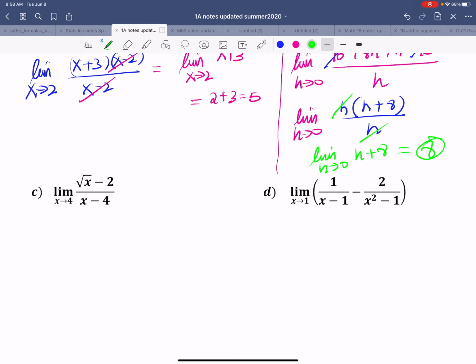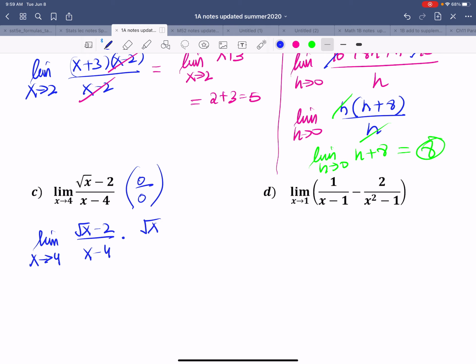Limit as x approaches 4. I'm going to start by plugging in. Square root of 4 is 2. 2 minus 2 is 0. 4 minus 4 is 0. That's a 0 over 0 form, which means I need to use some algebra techniques. Limit as x approaches 4, I'm going to try to rationalize the numerator.